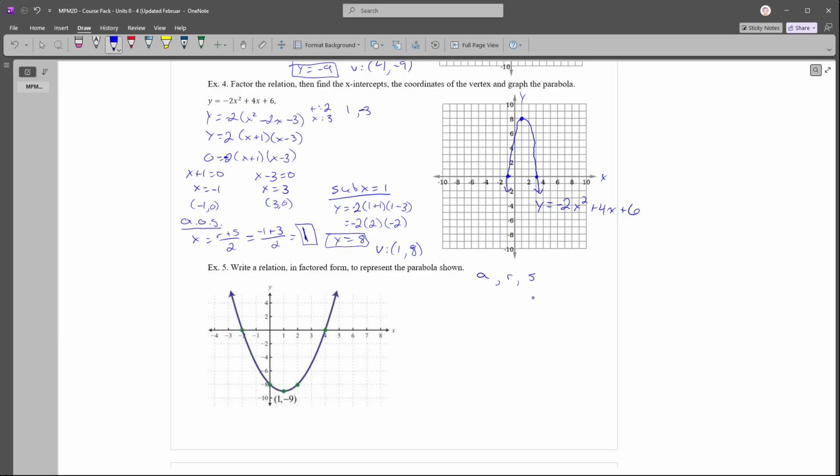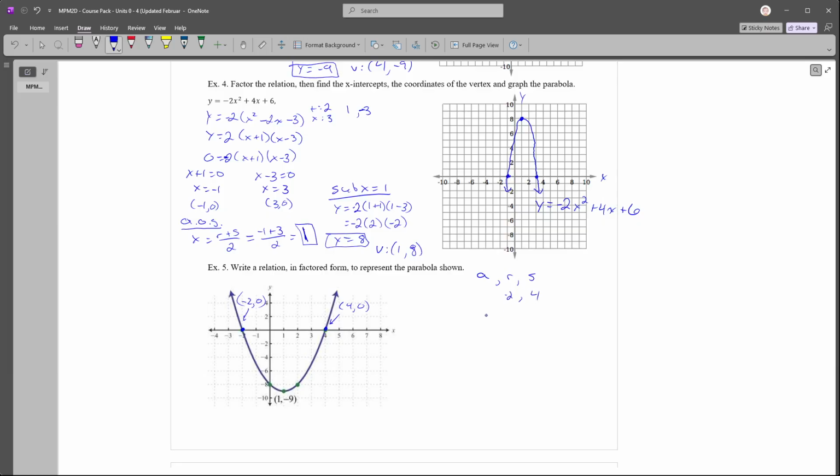So r and s are the most obvious ones. We need to find those x-intercepts. And we can see that there's one right here. That's at location (-2, 0). And we see we have another one over here. This one is at (4, 0). Okay. So that means our r is -2 and our s is 4.